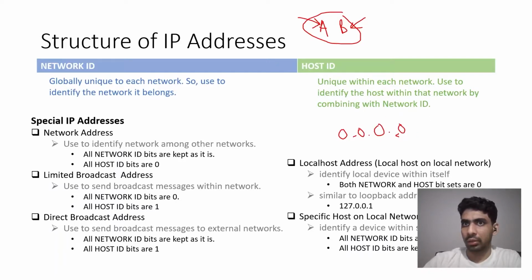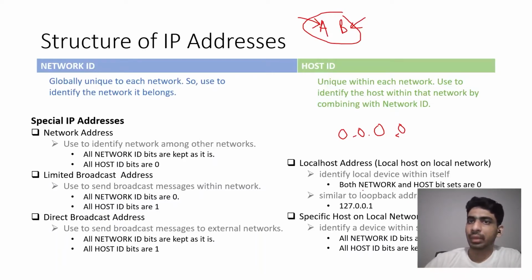This is the local host address. So we also have an address known as the loopback address, which is 127.0.0.1. But these two are not the same, but kind of the same. Let me explain what it is.